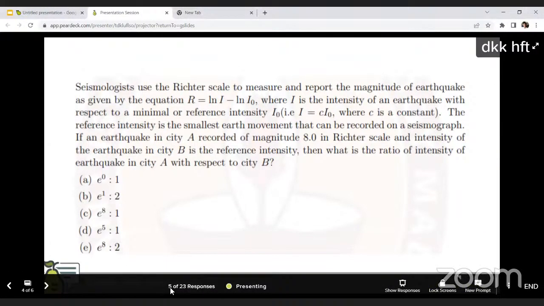Only 5 responses are there. Just read the question, okay? Nothing in it. Just read the question carefully.